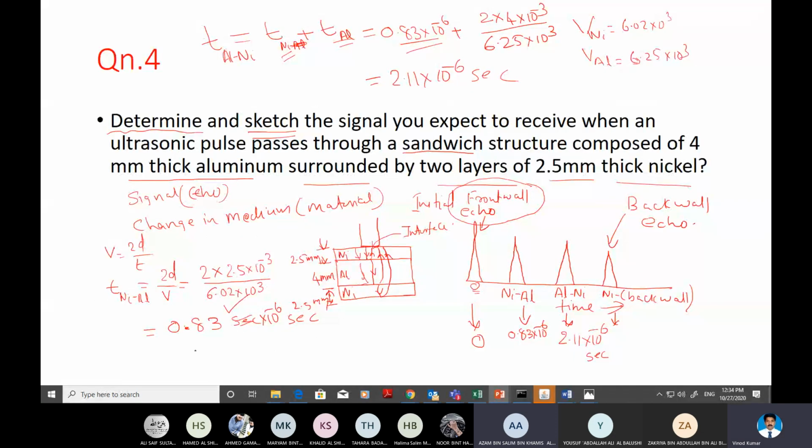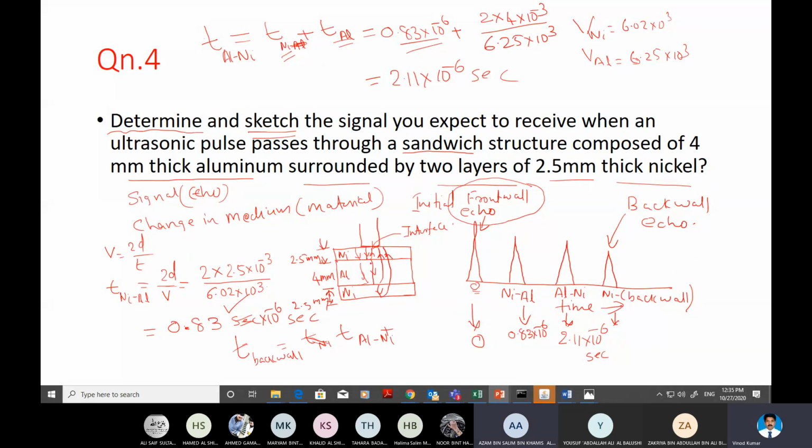Okay, so that is right. So how did we get that value? What did we do here? The time required from backward, you know what is backward, is equal to the time required from nickel. No need to calculate that. We can write the time required from the aluminum nickel interface plus, have you understood? This is aluminum.